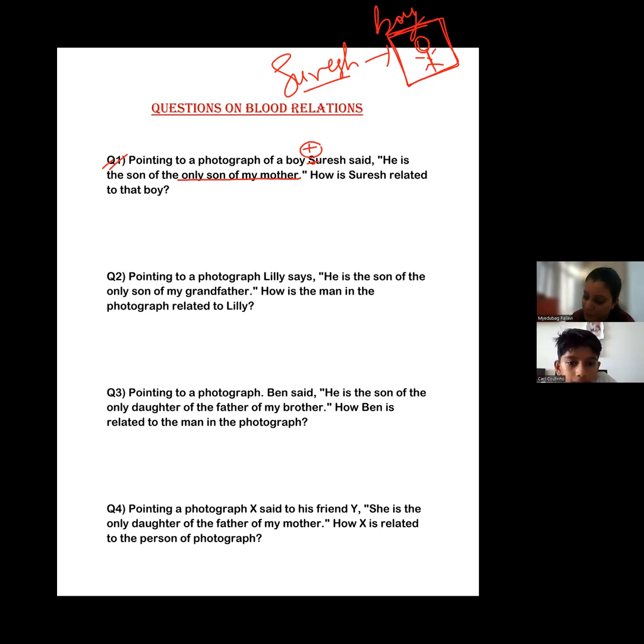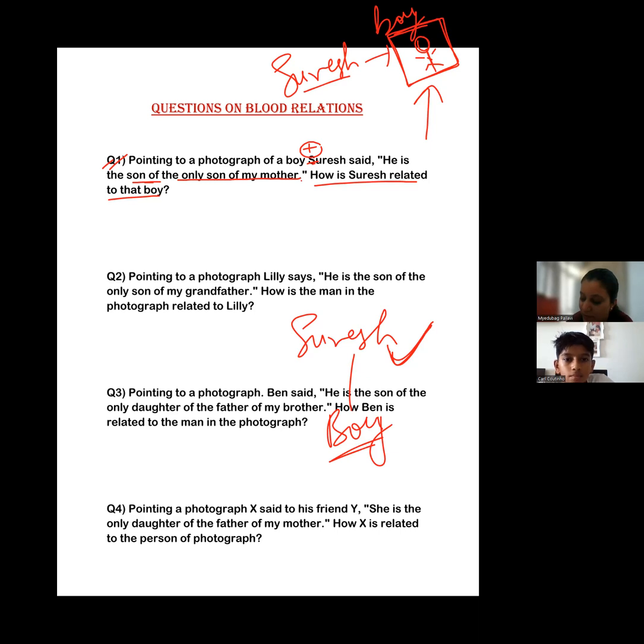If Suresh is saying this boy is the son of the only son of my mother, the only son of my mother will be Suresh himself. So this boy will be the son of Suresh only. So you were right. How is Suresh related to that boy? Suresh will be the father of that boy.